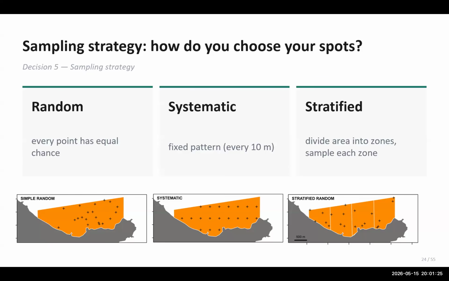And the other one is stratified sampling. This is dividing, for example, the beach into 3 areas, one far from the water, one a bit closer to the water, and the other one closest to the water. And we sample systematically in each area.